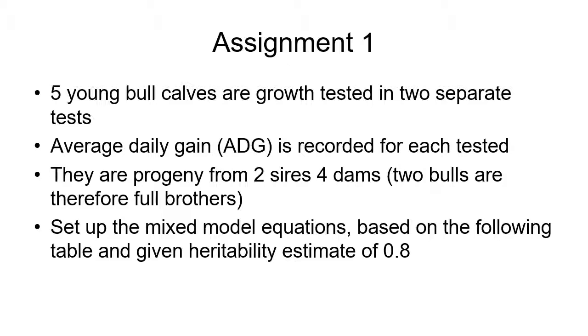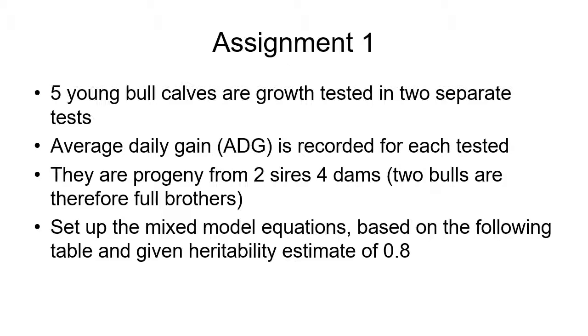So immediately we see that we have 2 levels of the fixed effect of test number. So you need to use those 2 different levels of the fixed effect test. What we observe, our phenotypes that we record, in this case is average daily gain. So each of those bull calves in the 2 growth tests will have an average daily gain, how much they gain on average per day during the growth test. They are the progeny of 2 sires and 4 dams.